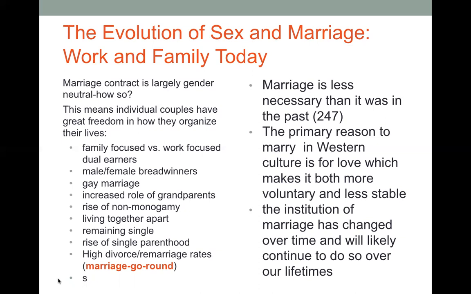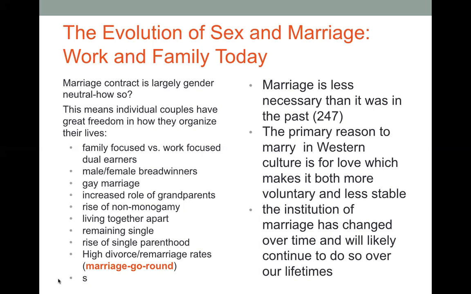And this is kind of a callback to centuries ago, where the focus was less on the nuclear family and more on the extended family and reliance on extended family and kin to help provide care work. There are people that live together apart, so you marry, but you don't necessarily share the same primary household. We've already talked about the fact that we have more people just remaining single, the rise of the never marrieds. We still have a high rate of single parenthood, including single parenthood by choice, right?